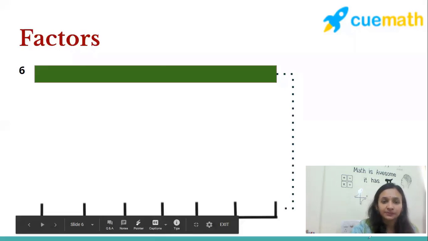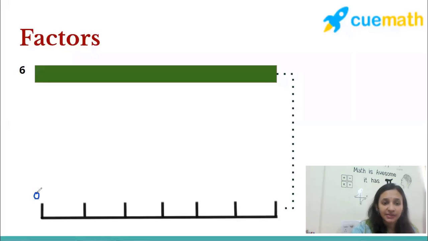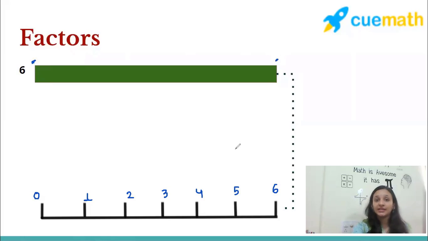So this is representing 0. This is representing 1, 2, 3, 4, 5, 6. That means this entire length starting from here till here is representing 6. This whole bar is of 6 units.